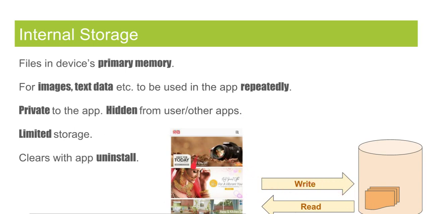This is the Home Shop 18 app, and these are three banner images being shown in it. Because these are limited in number, only three, we can store them in our internal storage, because these are the ones which we see every time we open the app, and these are displayed and accessed repeatedly. This is the internal storage of the app, and these are the specific files of the Home Shop 18 app stored in it.